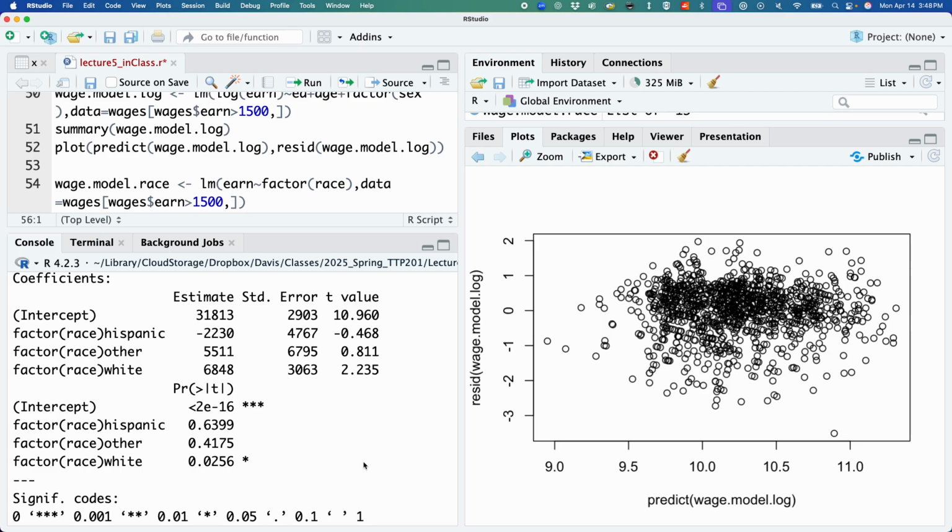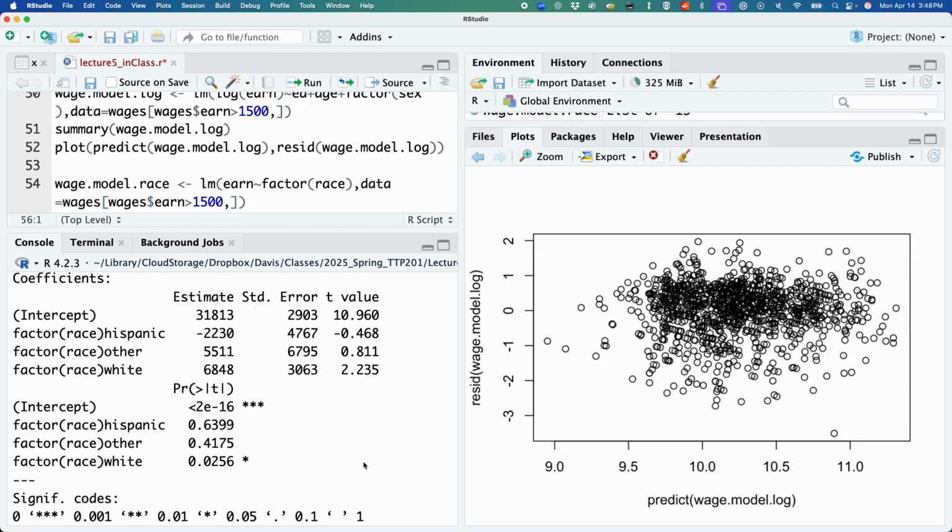Let's look at the standard errors and what they mean, right? And so the intercept is saying it's statistically significant. And so in the data set, if you're black, you're definitely not making 0, right? You're making some amount of money.